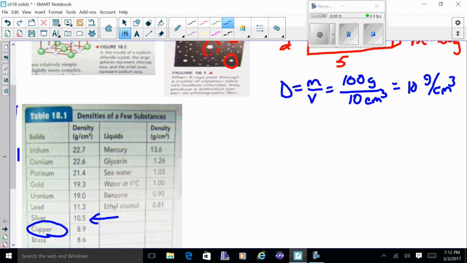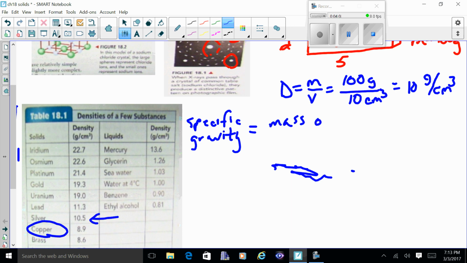Now, also, if you look at page 347, the actual standard measure of density is called specific gravity. So specific gravity is sort of the formal name for density. And the way you do that is you take the mass of the object and divide it by the mass of an equal volume of water.